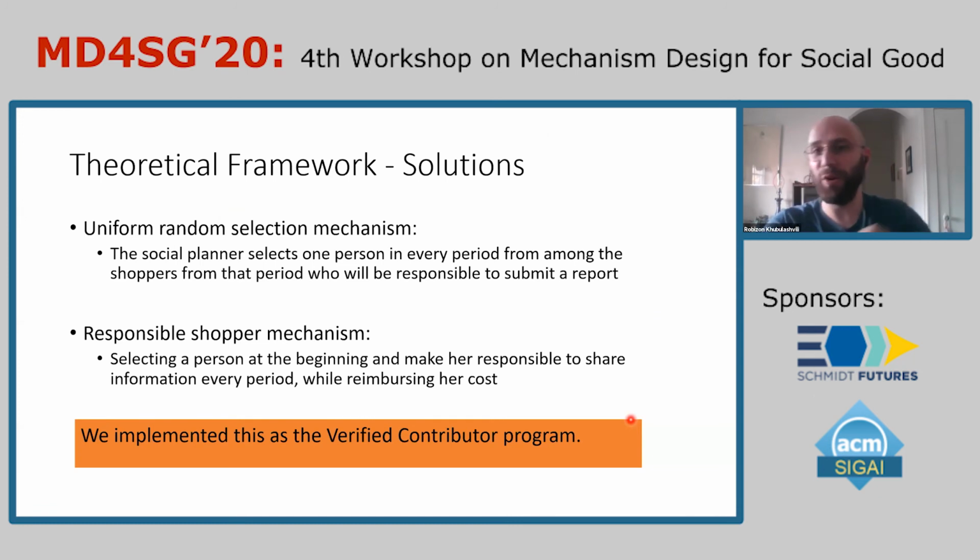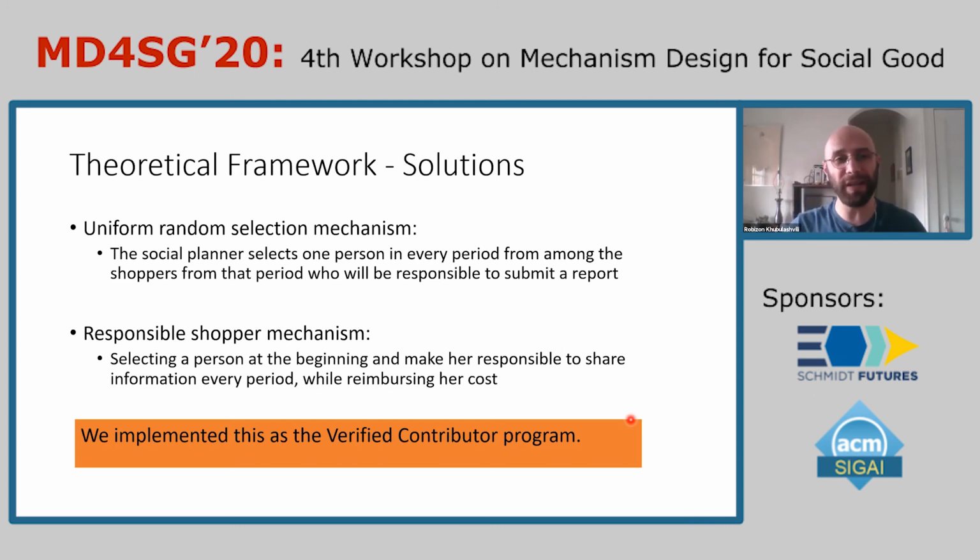Since I think I'm almost out of time, let me summarize by proposing two theoretical solutions. I want to mention that both of them are ex post individually rational. We call the first one the uniform random selection mechanism. What does it say? It implies that the social planner, at the beginning of every period, selects one shopper randomly, and that person is responsible for submitting a report for that one particular period.